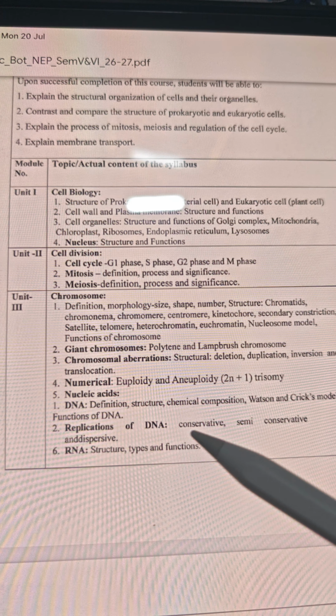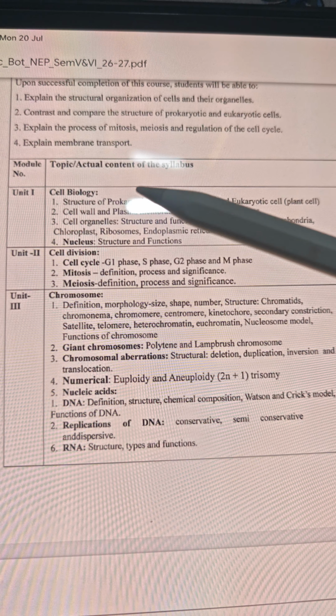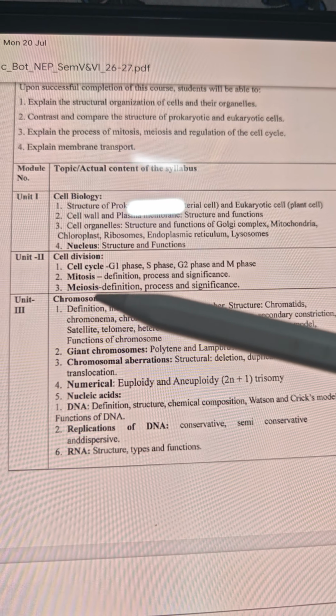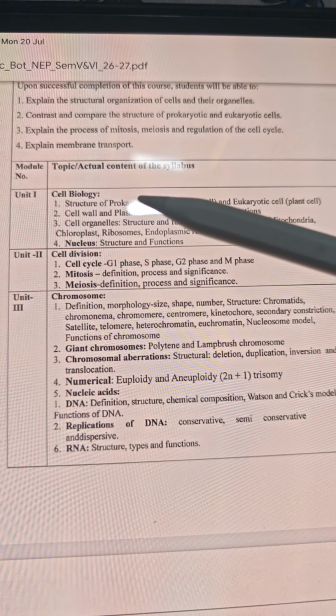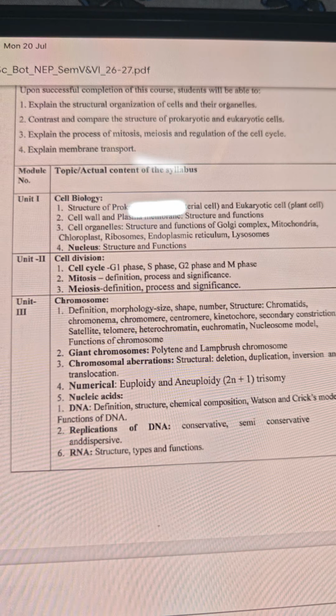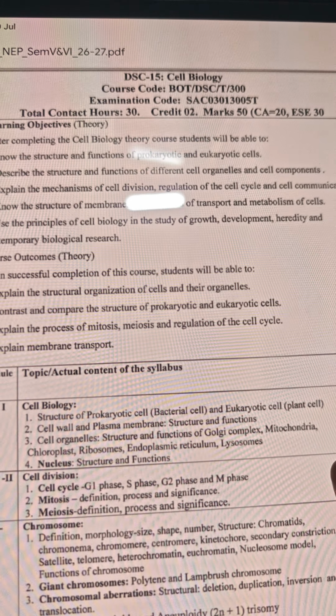So we will be studying in detail regarding cell biology, cell division, and chromosomes. This is all regarding your paper, cell biology, for the 5th semester.